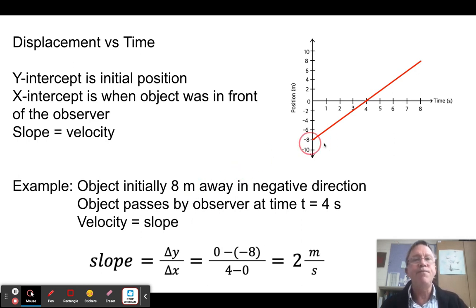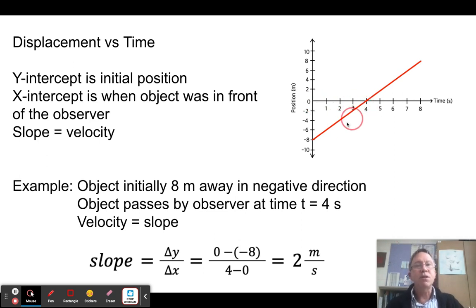The first thing is the y values tell me where the object is, whether it's in the positive direction or the negative direction from me. So I look at the intercept. My starting position was -8 meters, or 8 meters to the left of me. Ask yourself, what does the x-intercept mean? It's the time, in this case 4 seconds, at which the object was 0 meters away from me, so it was right in front of me.